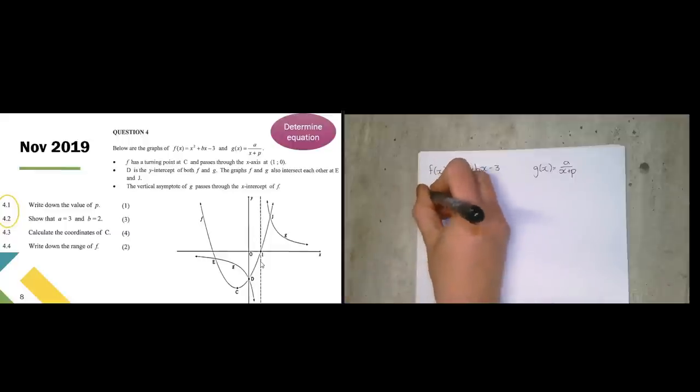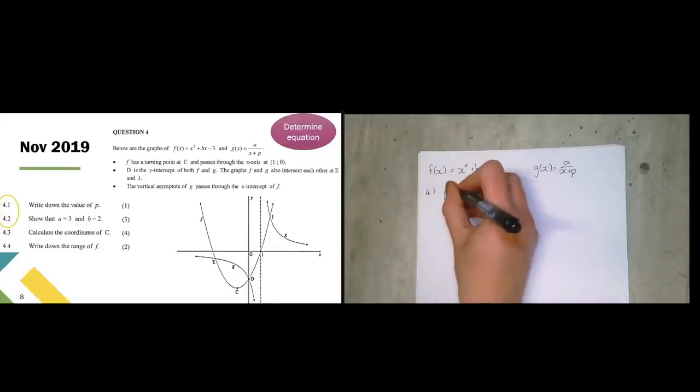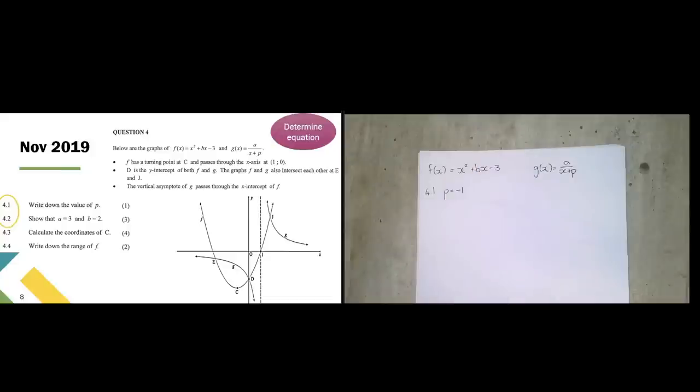So the first question, 4.1. Write down the value of p. Once again, not calculate, just write it down. What does p represent? The vertical asymptote of the hyperbola. So if I look at it, the vertical asymptote of the hyperbola is at 1. So my p value will be negative 1.